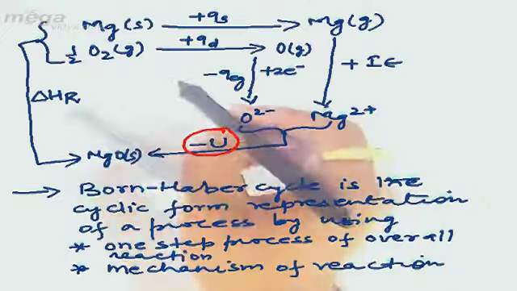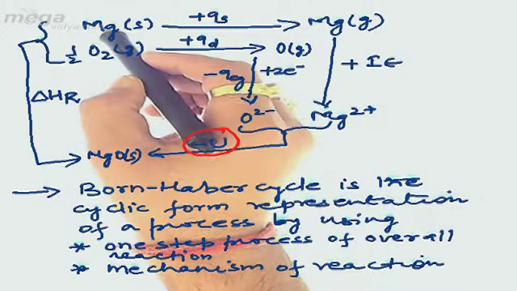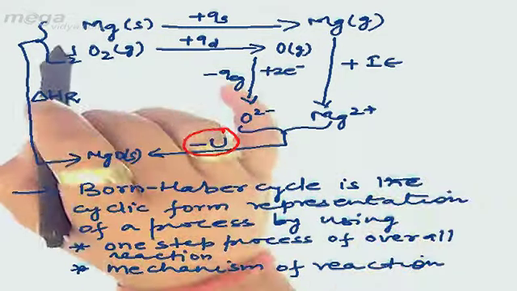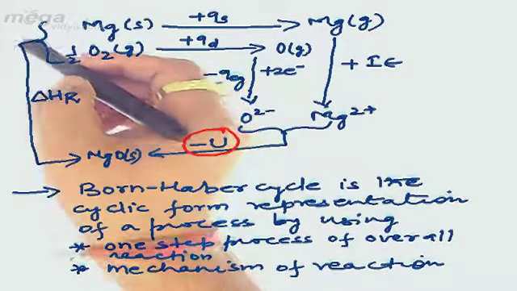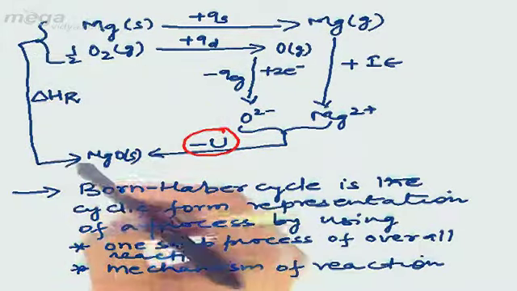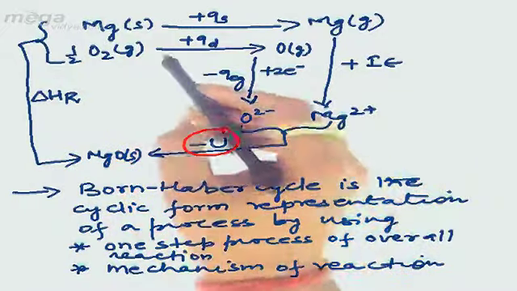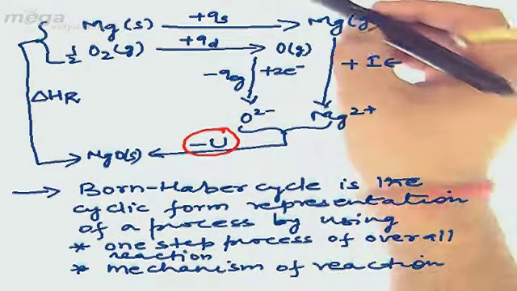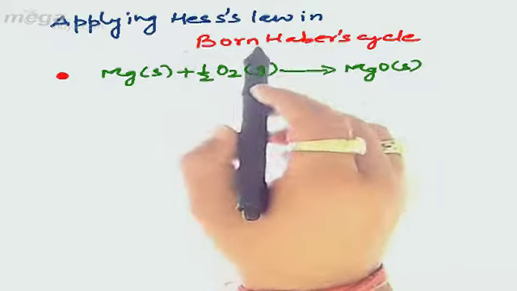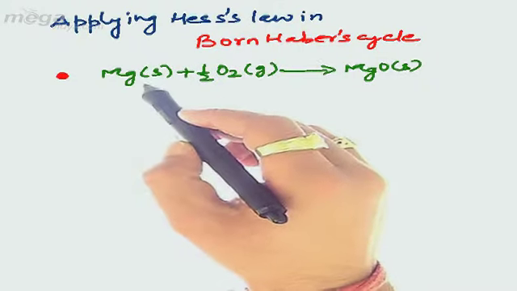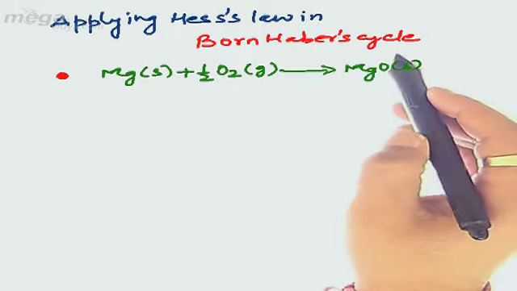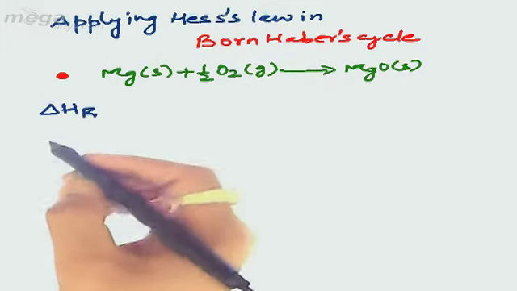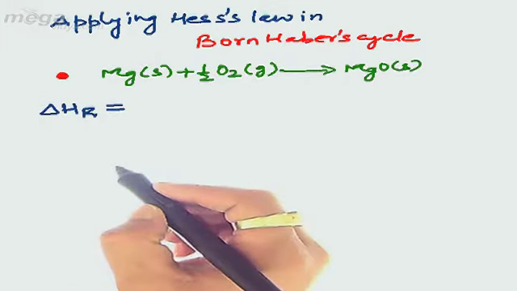The same we have in the Born-Haber cycle, where the same reaction, that is the combination of magnesium and oxygen through ionic bonding to form magnesium oxide, has been represented by two methods. One, by using its overall state, that is one step, and second by using its mechanism, that is various steps. So let's apply Hess law in the Born-Haber cycle, where we had an example of the combination of magnesium and oxygen forming magnesium oxide. There we had delta HR as the heat energy change in the overall state. So it will be equal to the energy involved in the various steps.